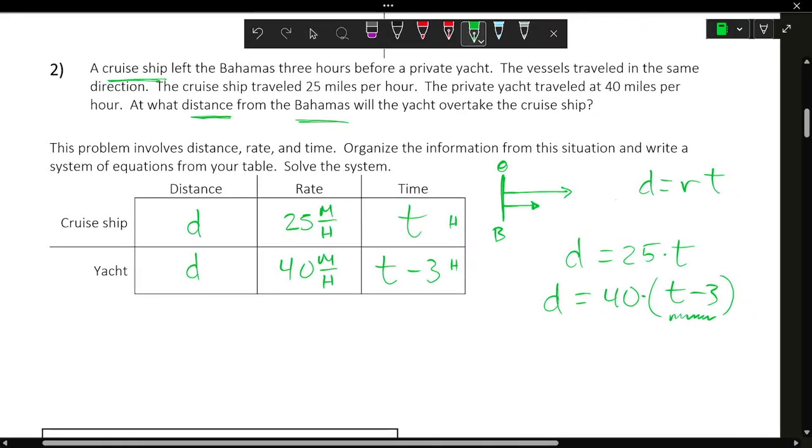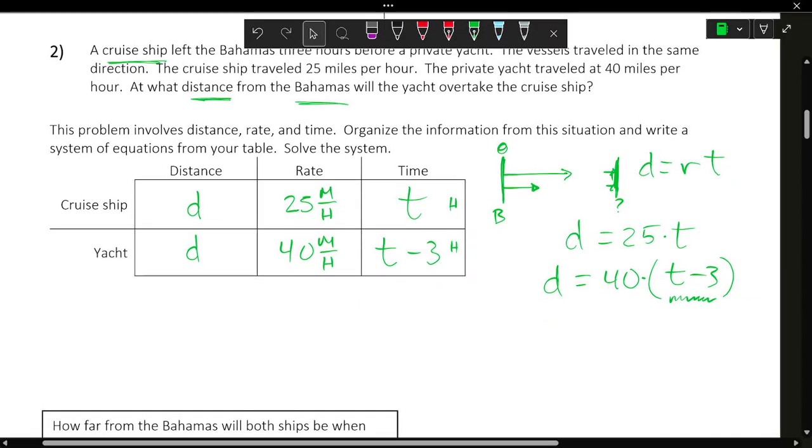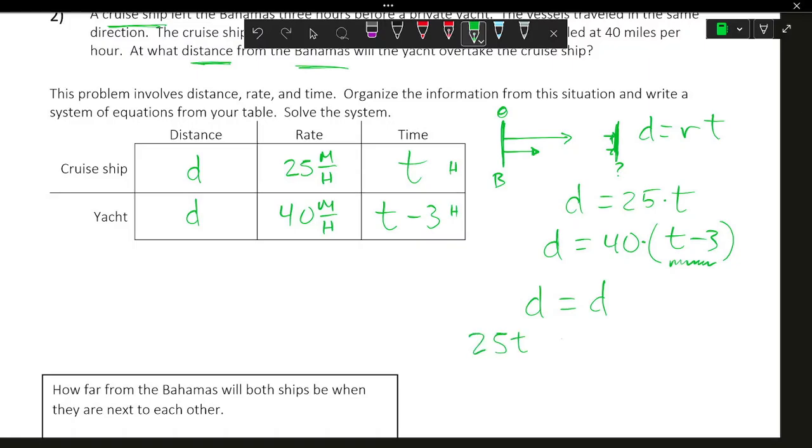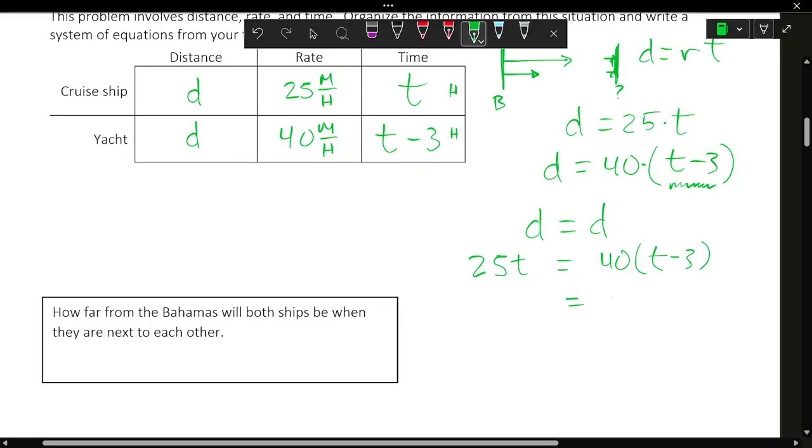In other words, when are they somewhere right in the future? They're right next to each other. So I want to know when the distances are the same. My strategy is I'm going to take the fact that I want to know when the two distances are the same. I've got one expression for distance, which is 25t. The other expression for distance is 40 times the quantity of t minus 3. So if I distribute this, this is 40t minus 3 times 4 is minus 120. And this is 25t.